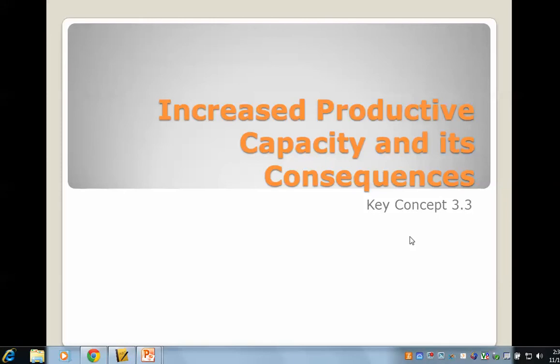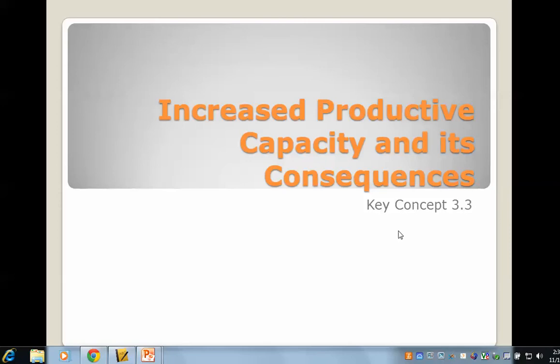Okay, key concept 3.3 is increased productive capacity and its consequences. In other words, we're going to be talking about the economic activity during this time period and what effect it had. We've been talking about economic activity throughout this entire course, like the sale of agricultural products and exchange of goods through trade. It's a very important topic in AP World History. These effects can last for centuries.